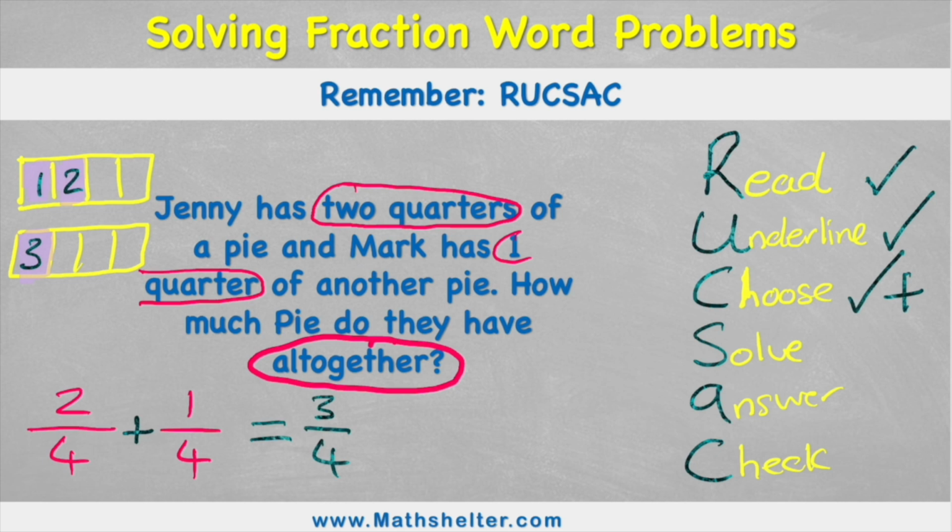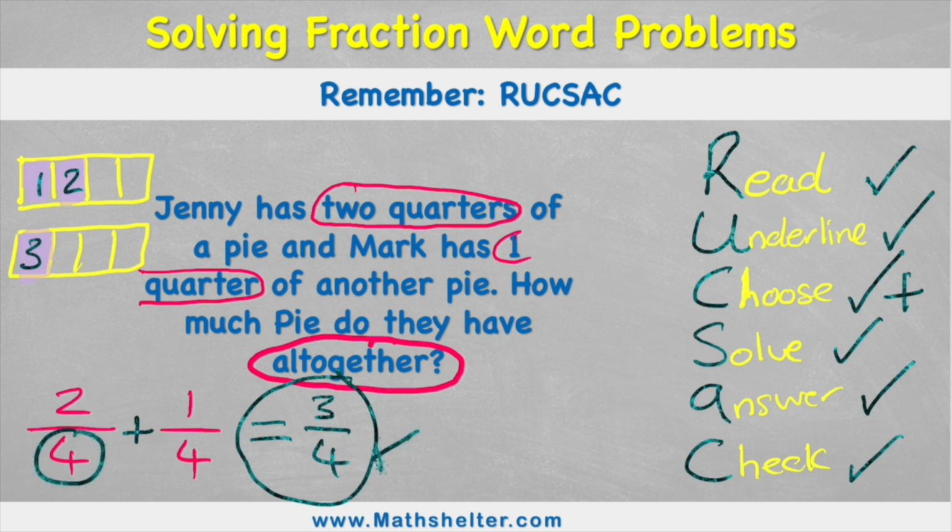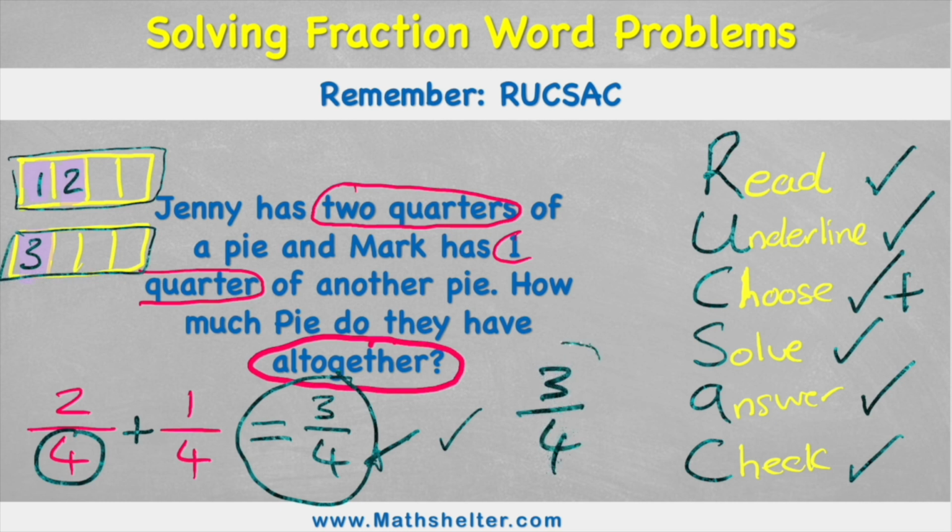So I've solved my question and I got my answer, and I'm now ready to check. 2/4, so I know I'm working in quarters. Is my denominator in quarters? Yes, it is. Good check. 2/4 add 1/4 equals 3/4. So I created my bar model up here. I split it into 4 quarters. I got 2 and I got another 1, which gave me 3/4. Awesome. And look how helpful RUCKSACK was to help me solve that.